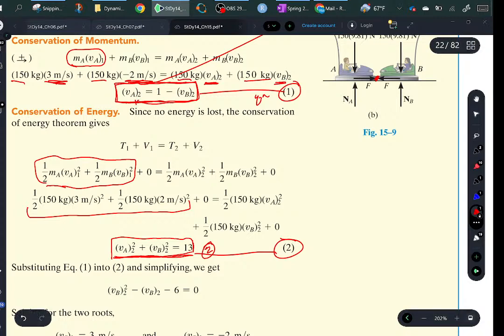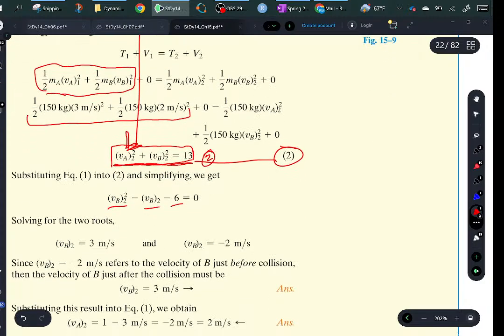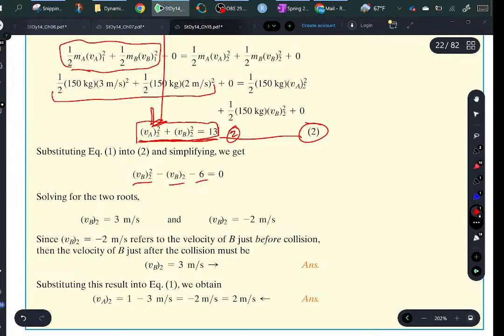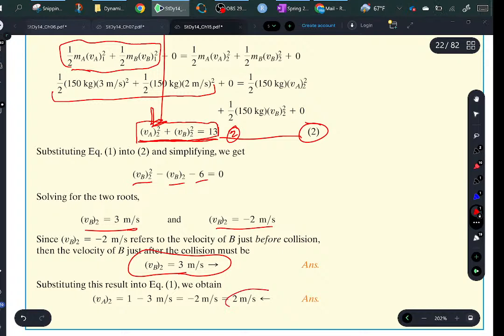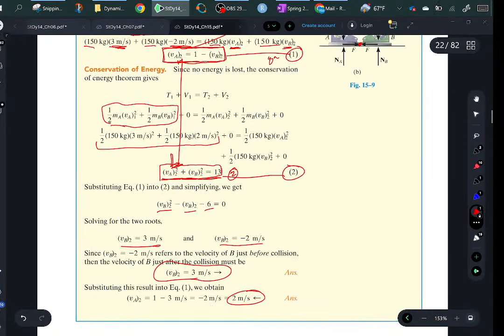You can take the VA, stick it in here, and you'll have VB, and -6. You can solve them. Look out with this, and you'll work your way out till you get the answer here and here. Notice something interesting. If you have no energy loss and have an impact, this is something that occurs.